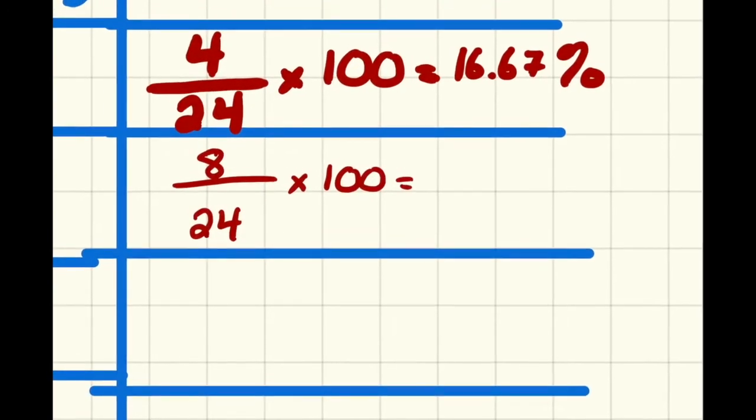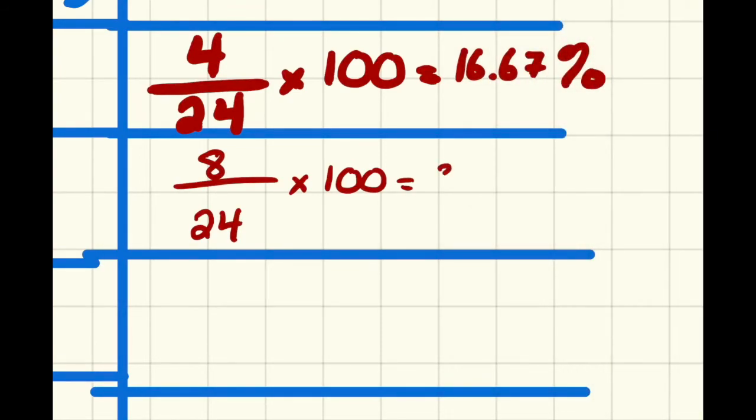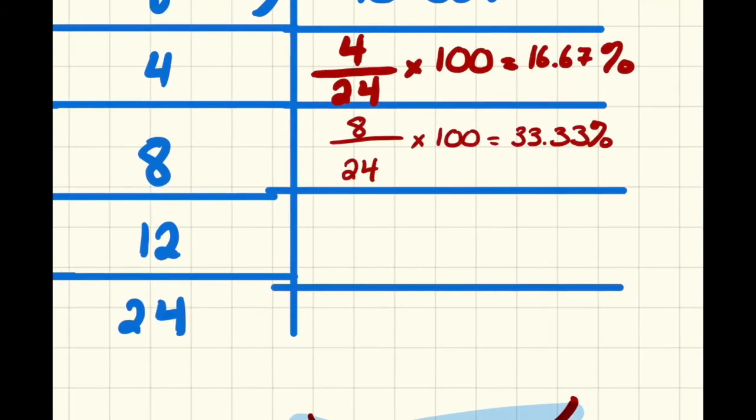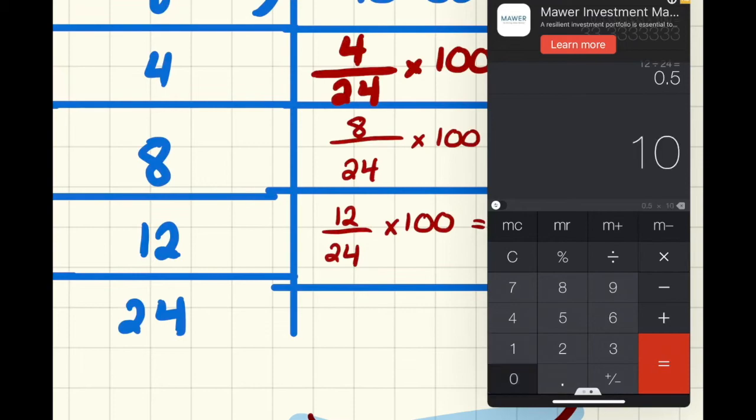Taking out our calculators, we do 8 divided by 24, and that's equal to 0.3333. We multiply that by 100, and we get approximately 33.33%. Notice that I'm rounding. The last one here is 12 people out of 24 times 100. Just in case you're not sure where I got my numbers, 12 divided by 24 times 100 is 50%.